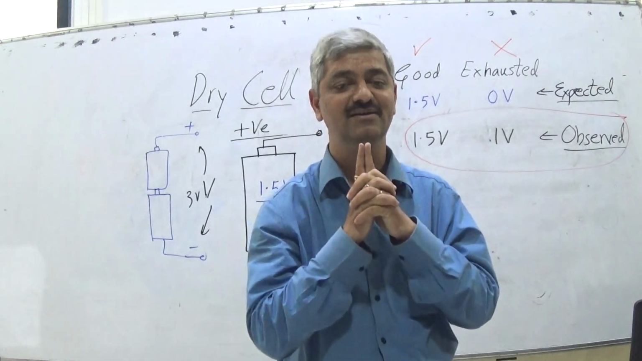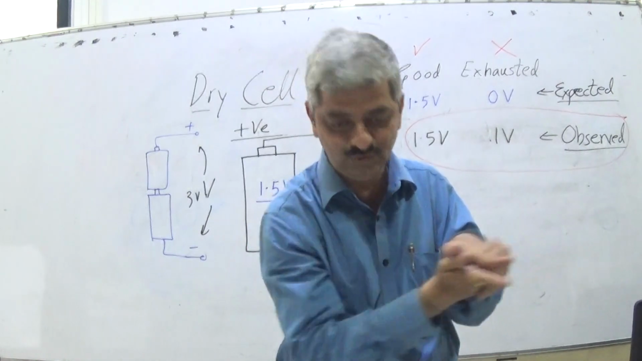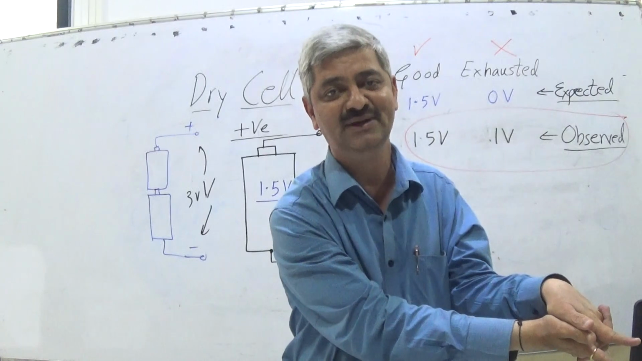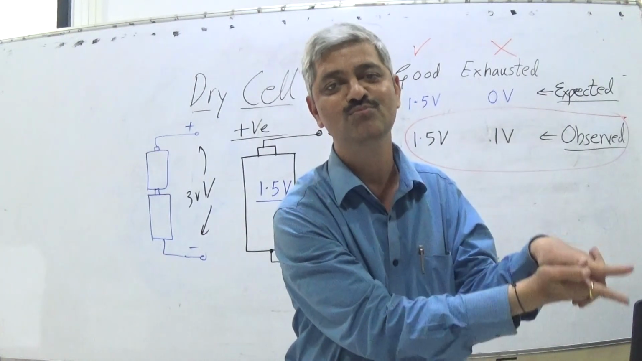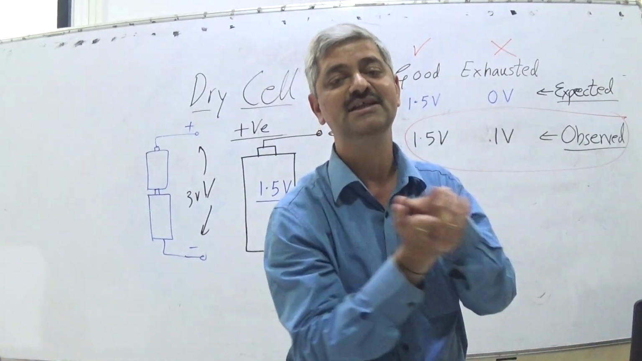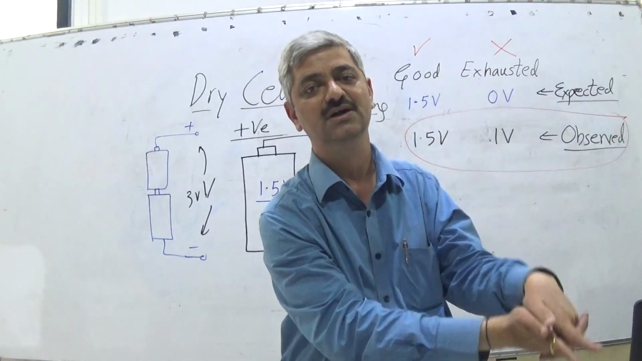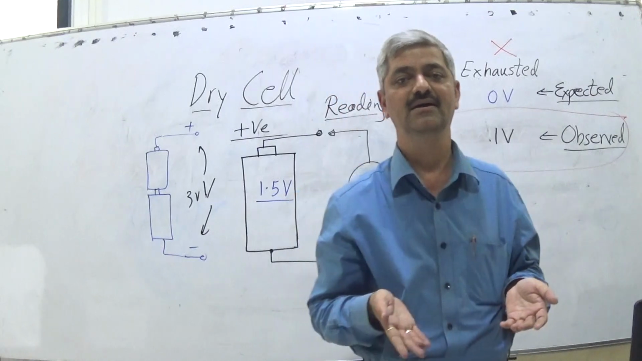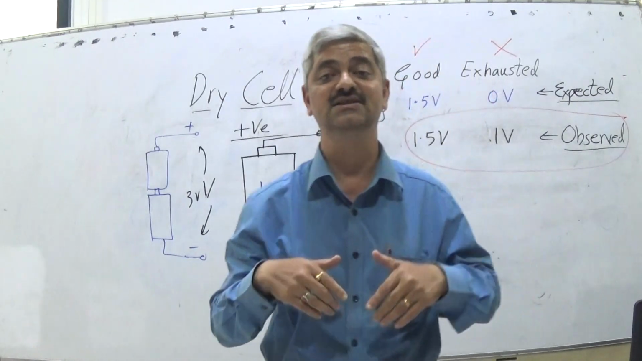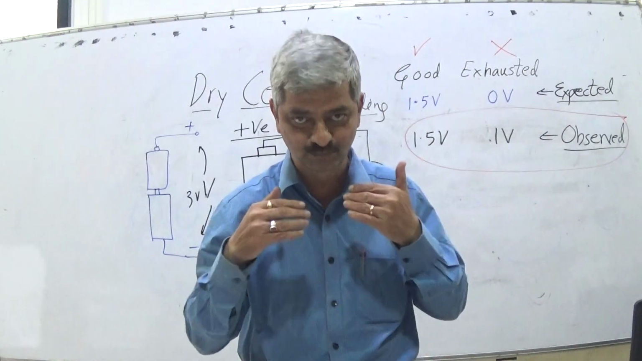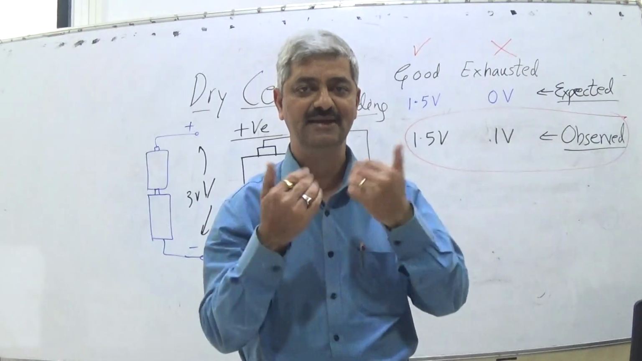But if I use 2 good cells in my application, it works: radio, motor, torch. But instead of that, if I use 3 exhausted cells, that doesn't work. Now, I want you to answer this question. Why? You can pause, think, and then I will explain.